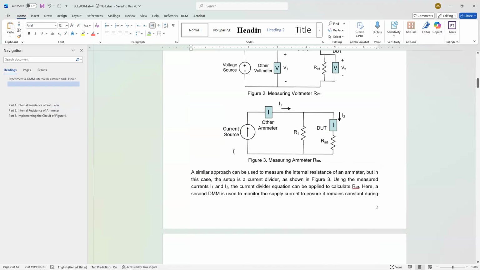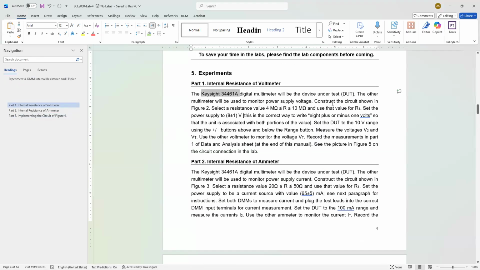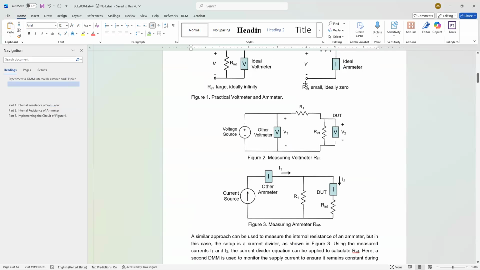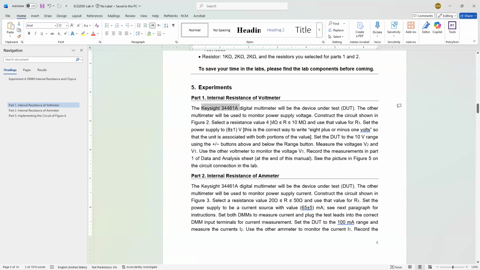What I told you to do here: construct the circuit shown in figure 2. Select a resistance value between 4 and 10 mega ohm. This is for R1. R1 can be any value, it's up to you, but it has to be between 4 mega ohm and 10 mega ohm. You can see here I selected a big value.